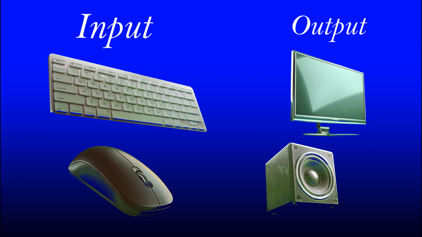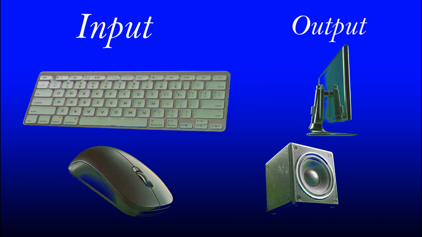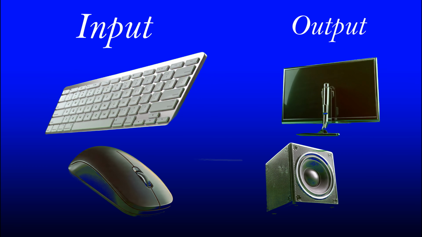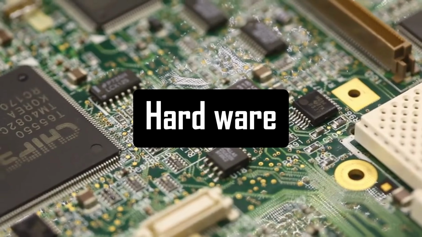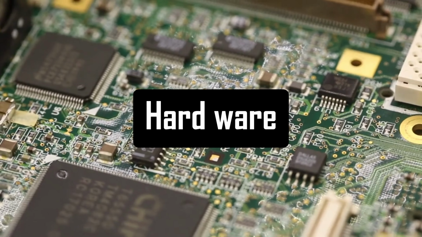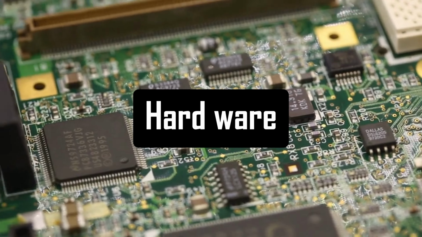Finally, there are input and output devices: keyboards, mouses, screens, speakers. They're the way humans and computers talk to each other. But the hardware is just silent machinery without instructions. That's where software comes in.